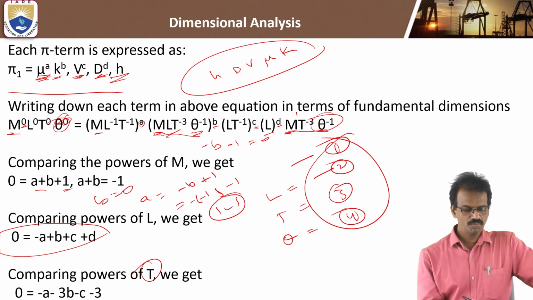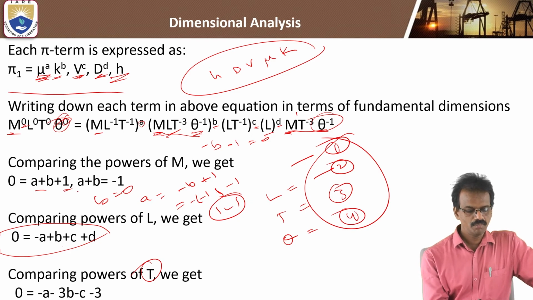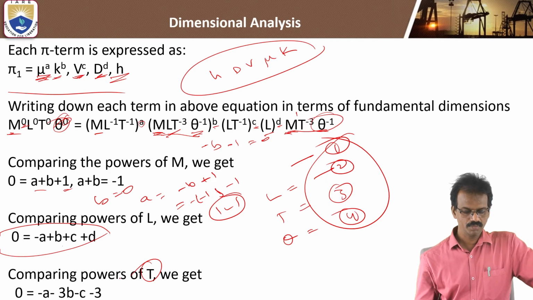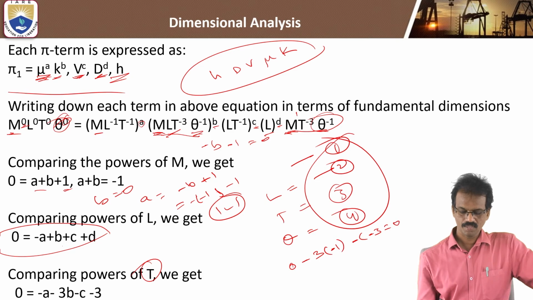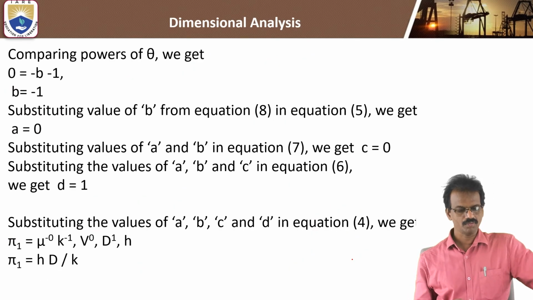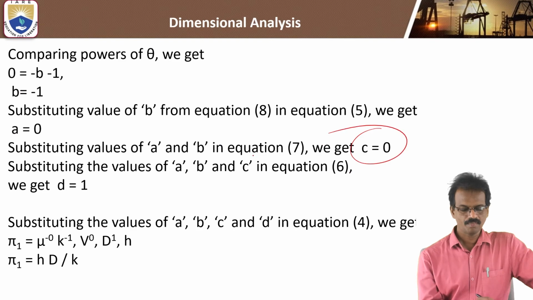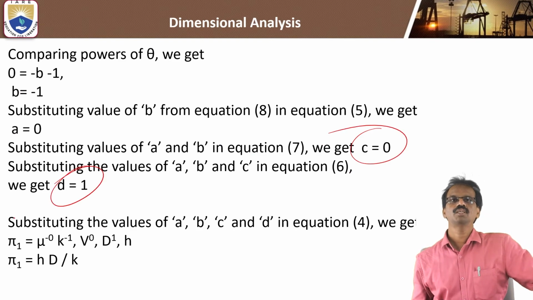If you substitute the a value and b value here, we will get the c value. So you know that a is equal to 0 and minus 3, b is equal to minus 1, and minus c minus 3 is equal to 0. So 3 minus 3 minus c is equal to 0, so the c value is equal to 0 also. The c value is also 0. In this way we can find the d value.